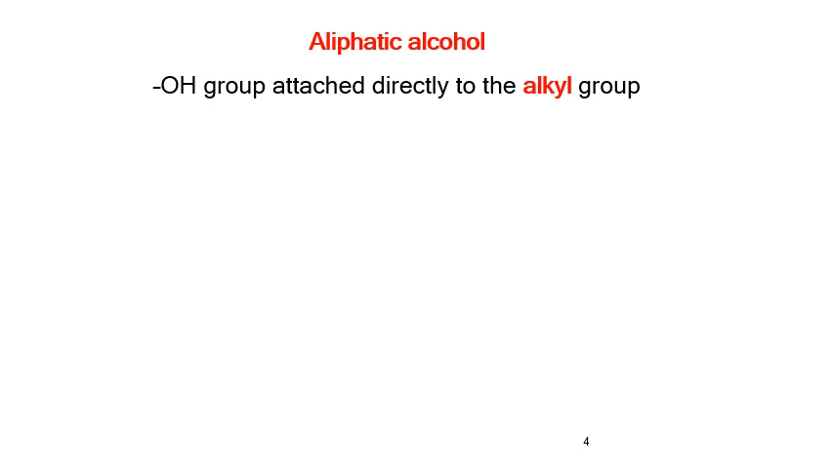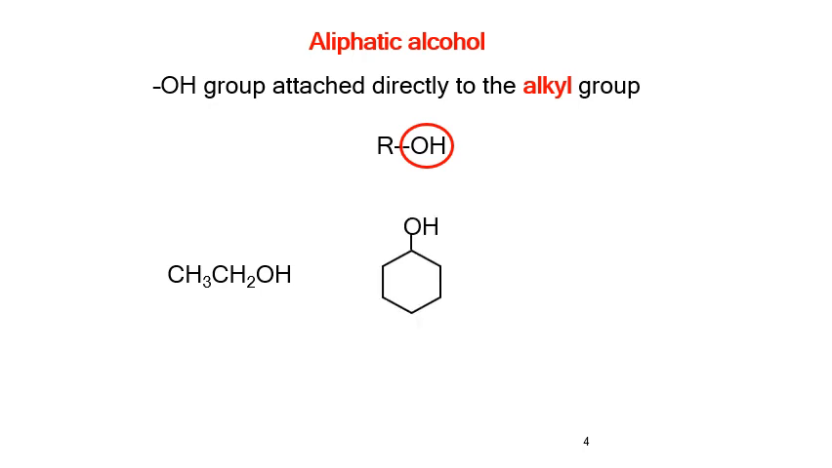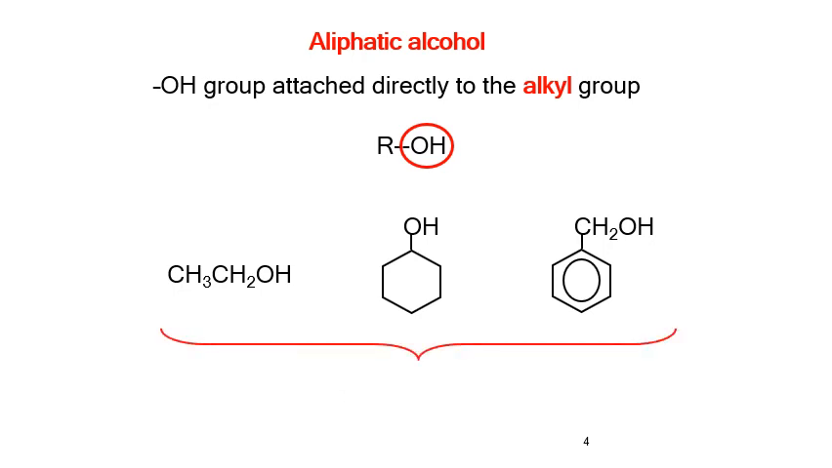Aliphatic alcohol: the OH group is attached directly to the alkyl group. Look at the structure here. The OH is directly bonded to the R. The examples are ethanol, cyclohexanol, phenylmethanol. These are aliphatic alcohol examples.